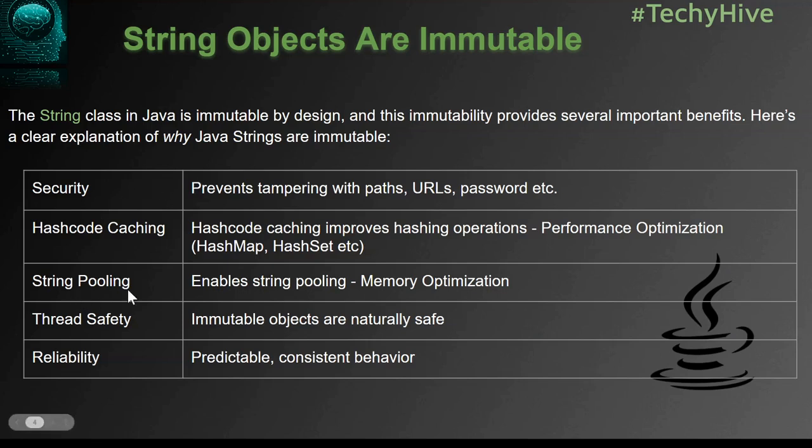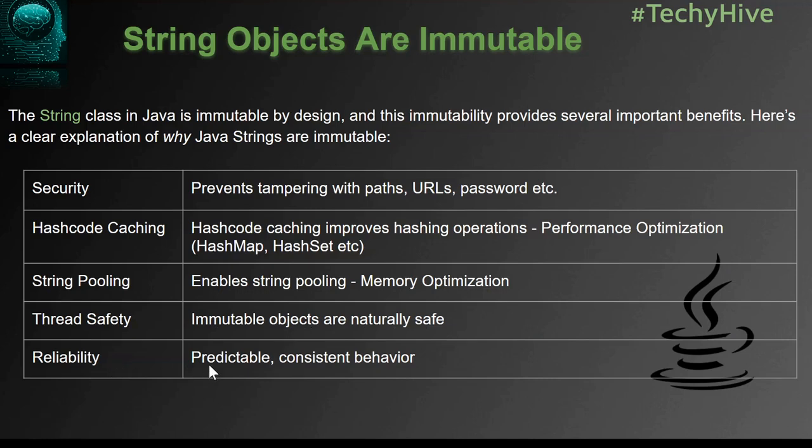Another thing is string pooling. You have already seen that string pooling allows memory optimization. All the string literals go to the same memory, and the reference to that object is assigned to different reference variables, so here is the memory optimization. Then thread safety. Obviously, when we have an immutable object, any thread can access it, and because a thread cannot modify it, it is a thread-safe object.